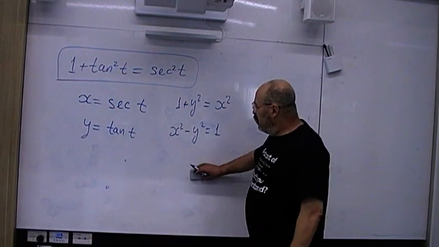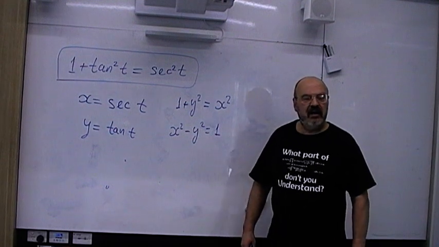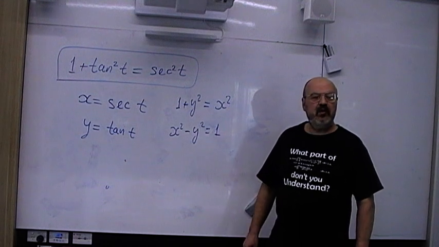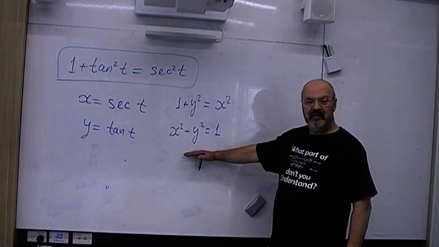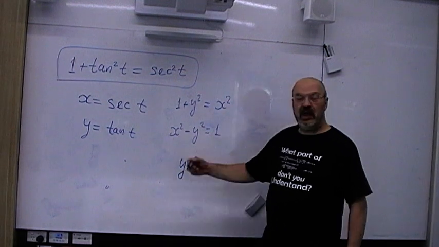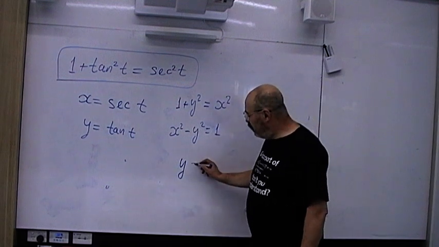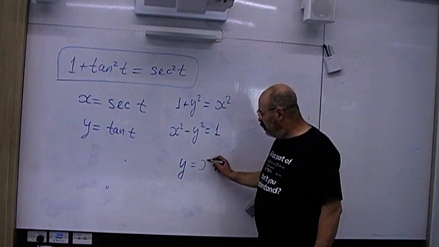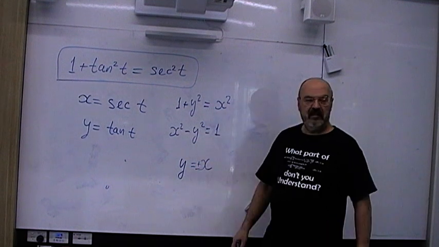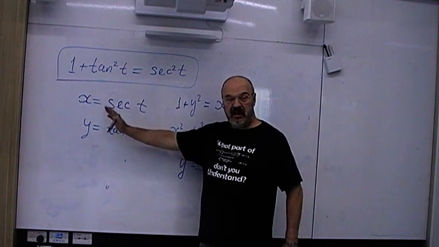The thing is, this hyperbola, what will be the equation of the asymptote of this hyperbola? y equals plus or minus b on a, x minus h, plus k. What are b and a here? 1 and 1. So y equals plus or minus x in this case. If we have any numbers involved, it changes.